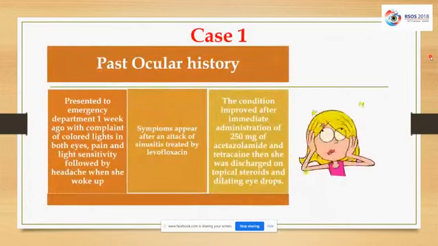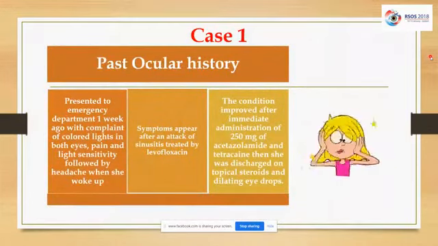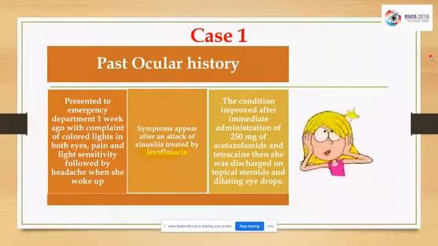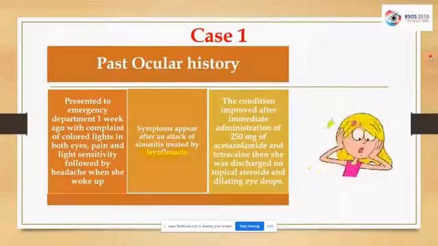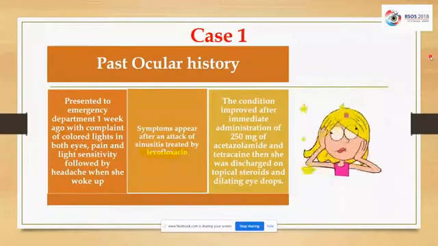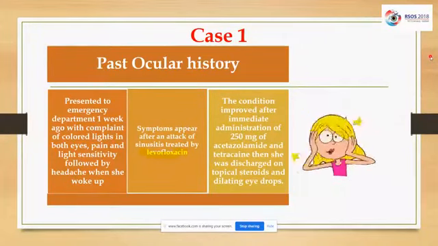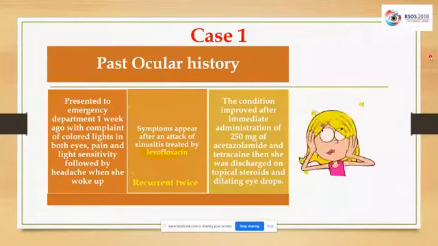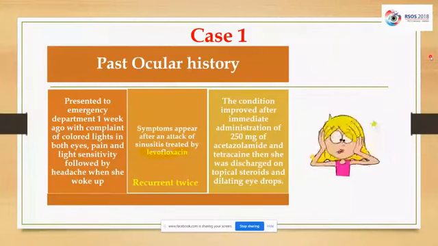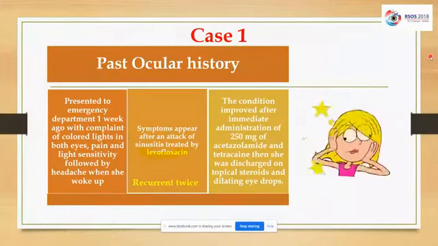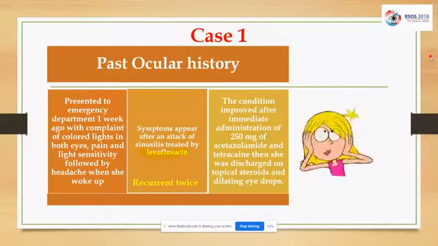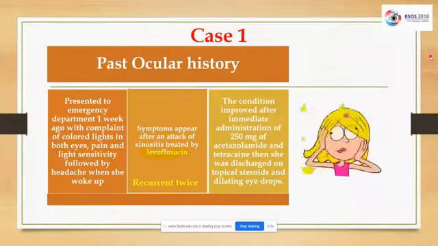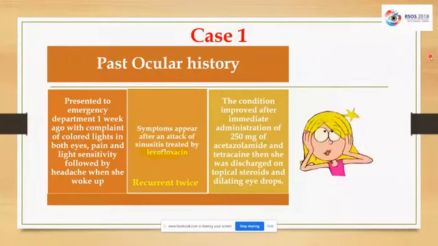So if we return to the history of the patient, you will find that the patient has a history of an attack of sinusitis treated by levofloxacin. And by taking a detailed history, the patient reported that the condition of the eye returned twice after taking the same medication. So this patient can be one of those patients with drug-induced uveitis with levofloxacin.